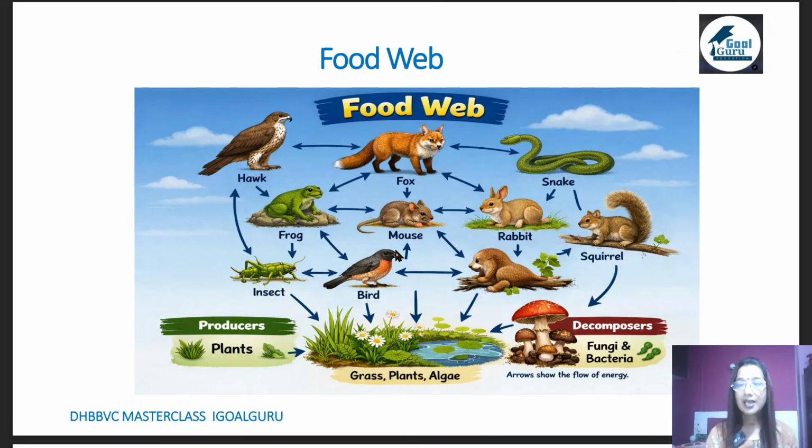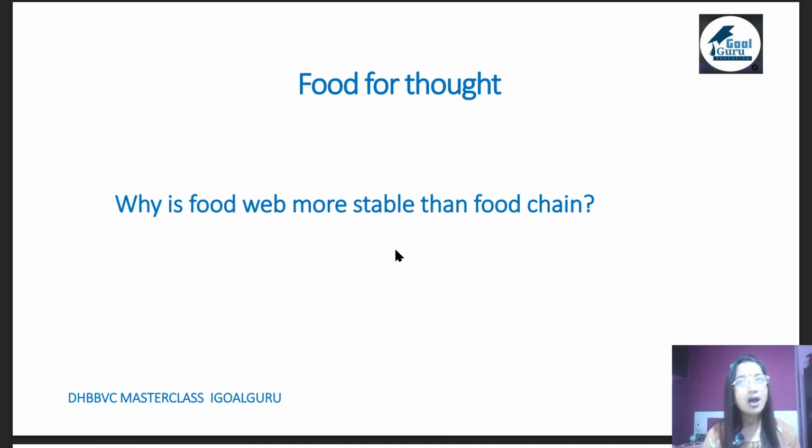Okay. So now, what they ask you in the examination is, why is a food web more stable than a food chain? What did I ask? Why is a food web more stable than a food chain? See, what you have to understand is, this is a typical concept based question. Now, this is to be understood with a very simple example. Suppose there is only one restaurant in the city. Okay. If that restaurant closes, what will happen?